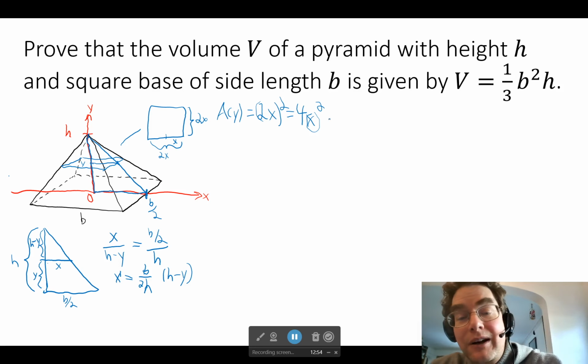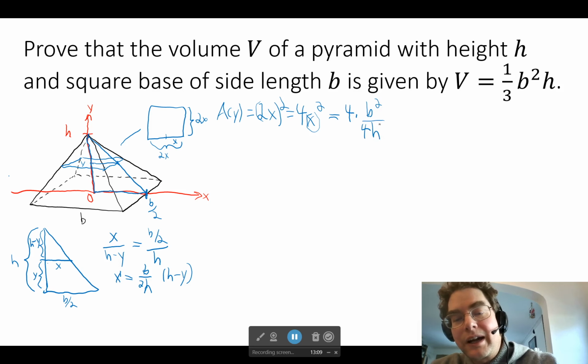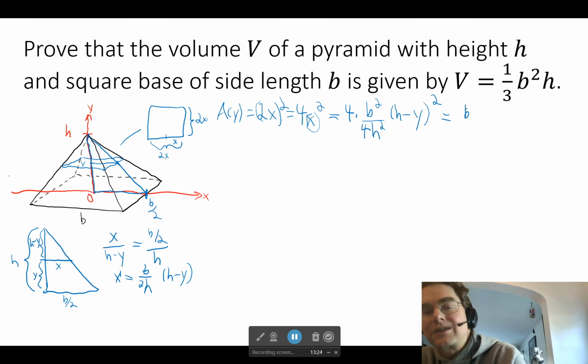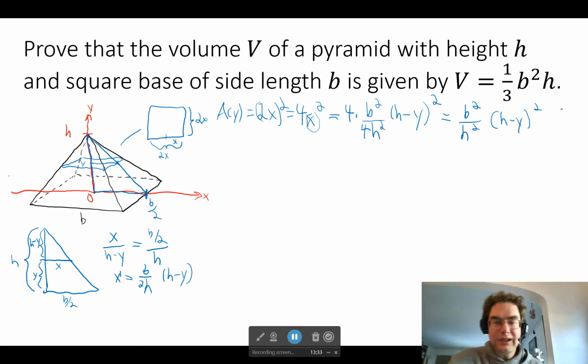Okay, so back up to the area of our cross sections now. We see that that's going to be 4 times, well, we're squaring our x values, so if we square the individual factors, we'll get b squared over 4h squared, and then h minus y squared. I don't think there's going to be a lot of benefit in foiling that out, so we'll leave that as is. But one nice thing that we can do is cancel those 4's. So it's going to be b squared over h squared, h minus y squared. Okay, so that's the area of one of our cross sections.